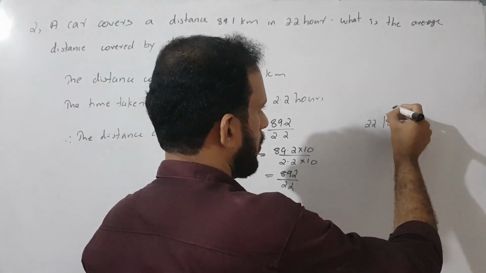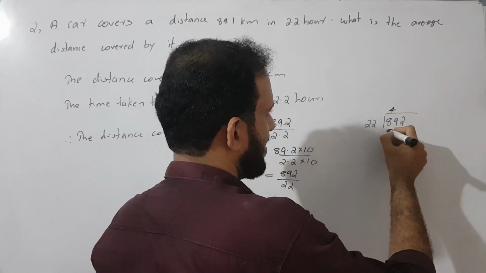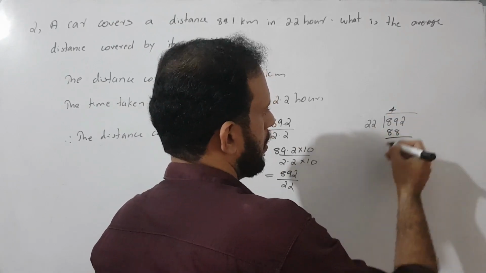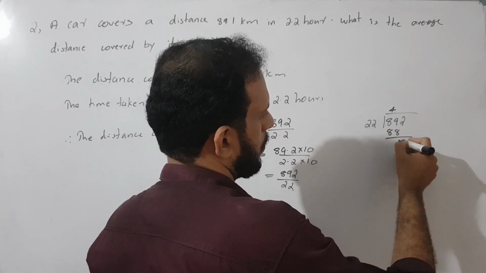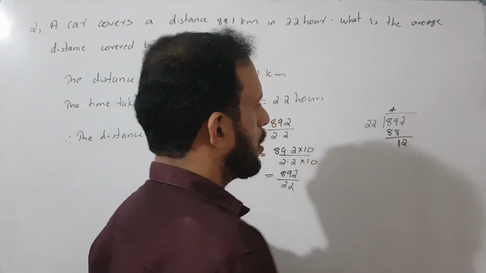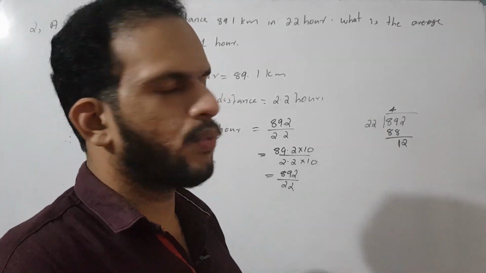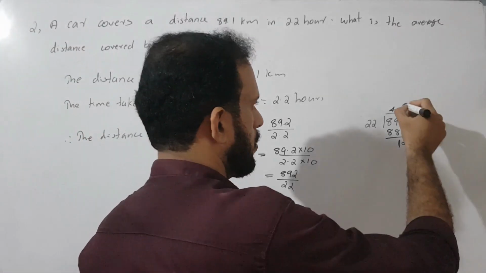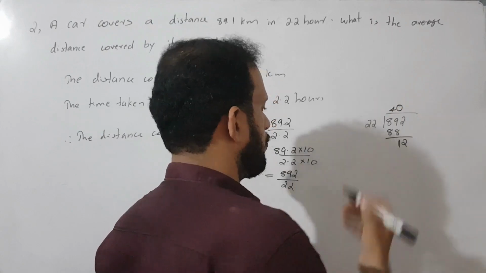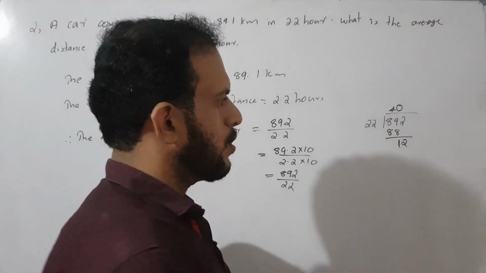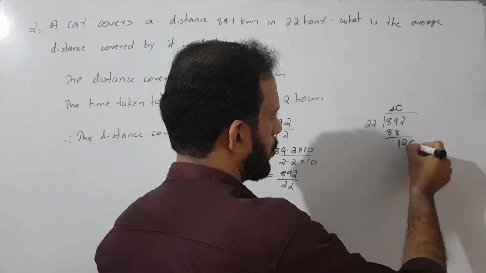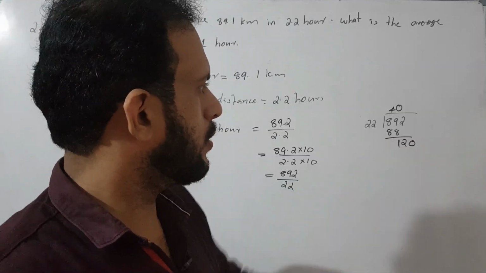How many times does 22 go into 89? 4 times. Then 4 into 22 is 88. Then 1, bring down 1, 11. Is it possible to divide 11 by 22? No, it is not possible. Then 0, so we add a 0 here, 110. We add the 0, then what happened?